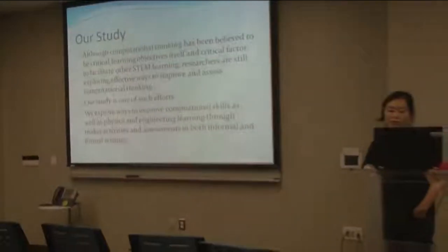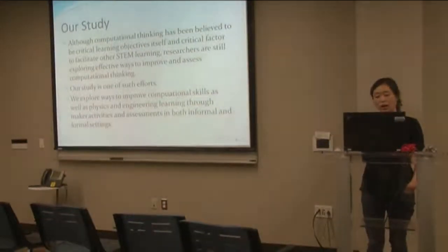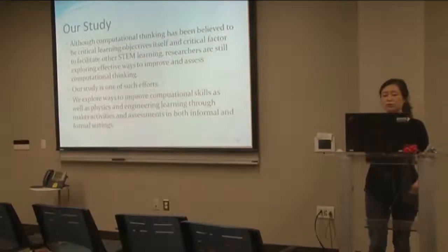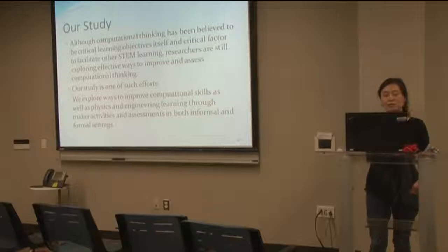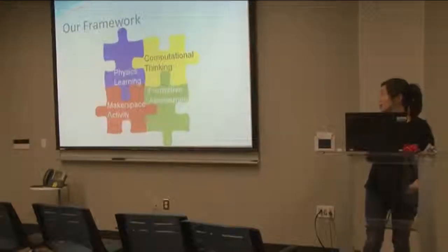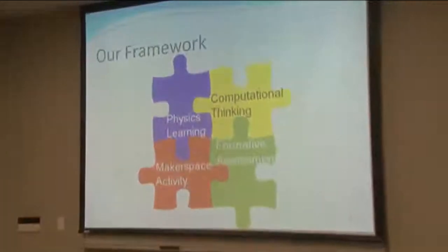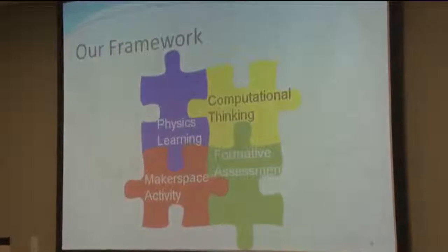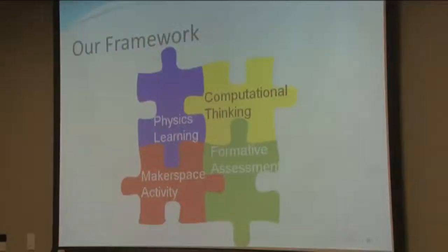So that's our goal. And another thing is that we want to do those things in both informal and formal educational settings. The informal one can include, for example, the library. The formal one will be the classrooms. And here are the major components. Computational thinking and physics learning are the learning objectives we want to achieve. We use both makerspace activities and formative assessment to achieve these goals.